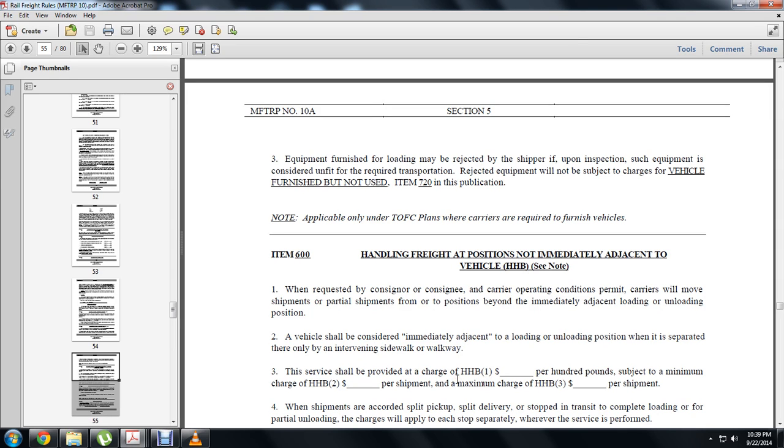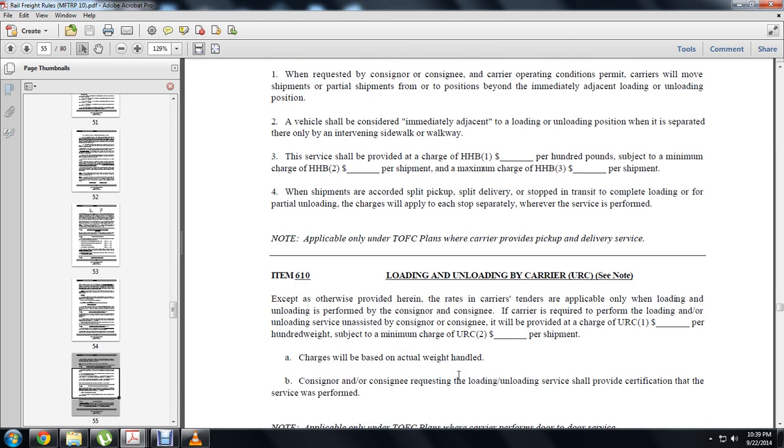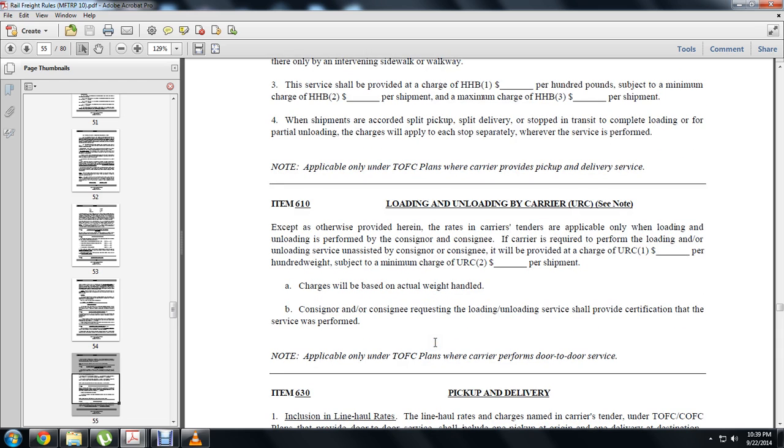When shipments are according to split pickup, split delivery and stop in transit, completing the load and partially unloading, the charges will apply separately whether the service is performed. Not applicable only under the TOFC plans where a capable carrier provides pickup and delivery services. Loading and unloading carriers URSC, except as otherwise provided herein, the rates and the carrier tenders applicable to loading and unloading are performed by the consignees. The carrier performs loading and unloading services unless the consignee provides a charge of URSC per 100 weight subject to the minimum charge of the URSC per shipment. Charges will be based on actual weight handling. Consignors requesting the loading and unloading service which will be provided and certifying the service was performed.